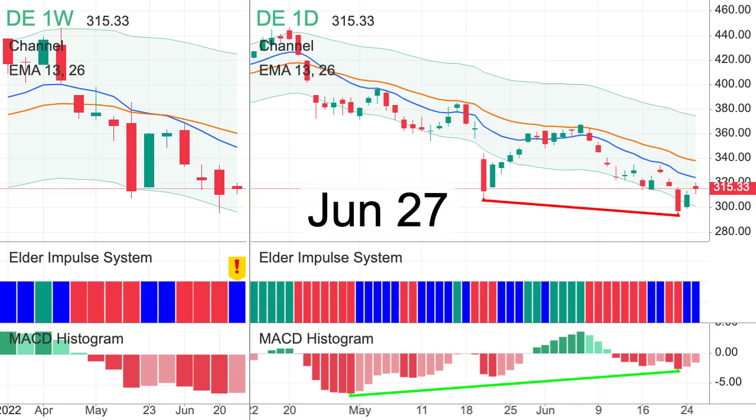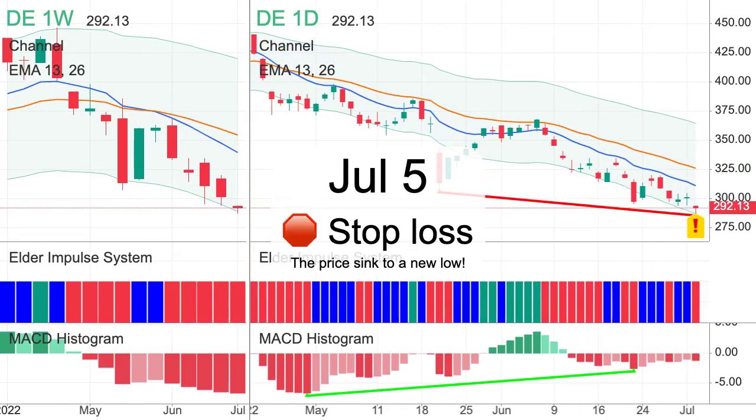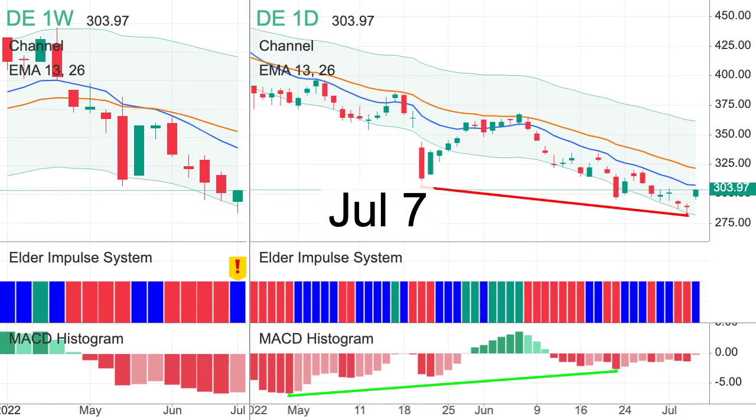There is a blue bar on an Elder impulse system on the weekly chart. The price sank to a new low. A new low. There is a blue bar on an Elder impulse system on the weekly chart.